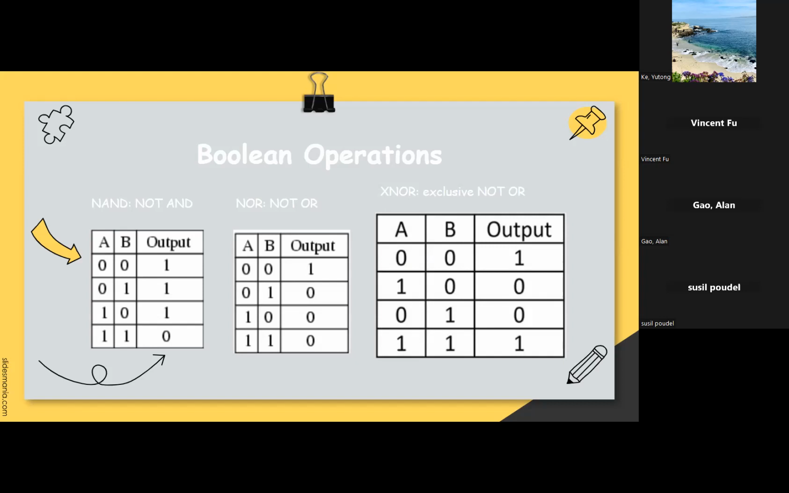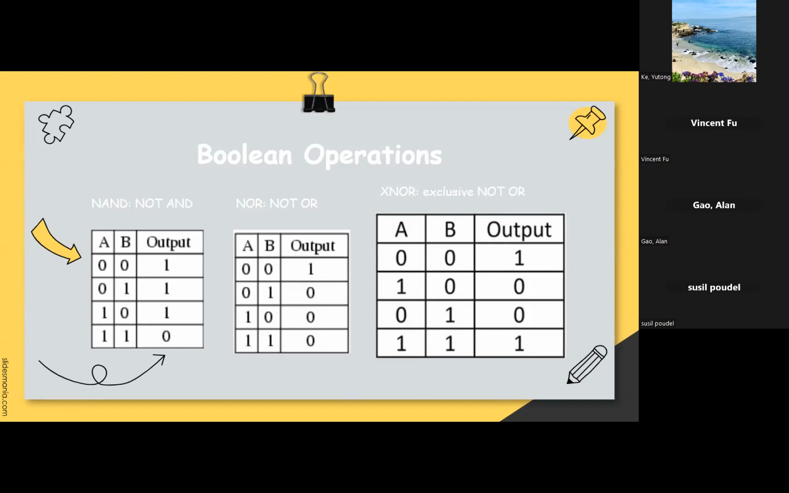And the same thing is true for the NOR, which is short for not OR. You can see that only the first row is true, whereas all the other rows, the output is false. And that's the exact opposite of the previous OR table, where all of them were true except for the first one, which was false.